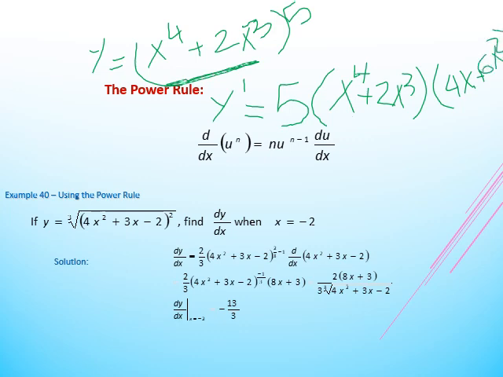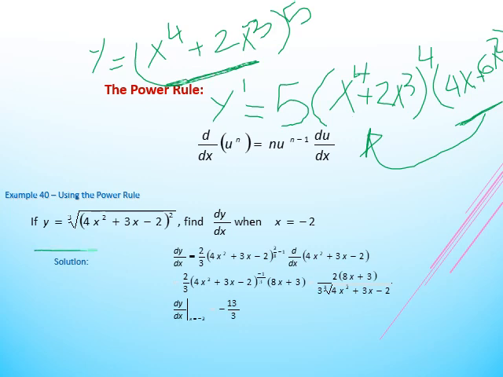This is the power rule for differentiation. We use the 5 as a factor times x to the power 4 plus 2x to the power 3, all to the power 4, which is 5 minus 1, times the differentiation of what is inside the brackets.